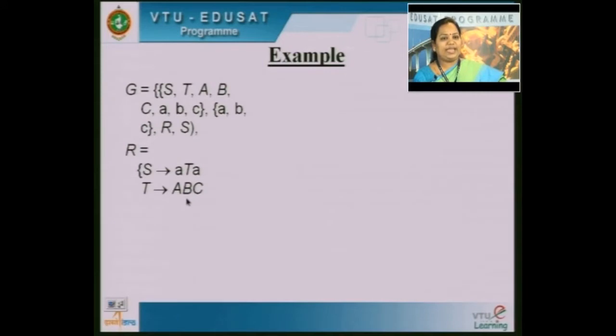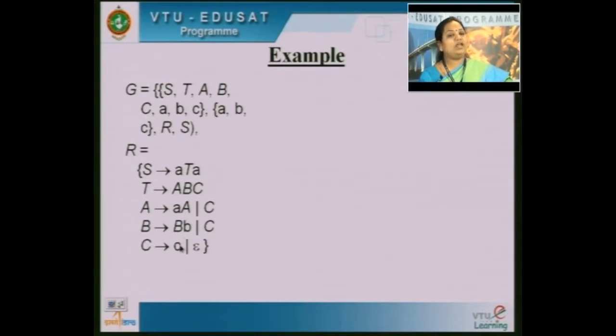Quickly we will see an example wherein the grammar consists of non-terminals S, T, A, B, C, terminal symbols a, b, c, and the rule set is S tends to ATA, T tends to ABC, A tends to AC or c, B tends to BB or c, and C tends to c or epsilon. So, these are the rules. The start symbol is S.